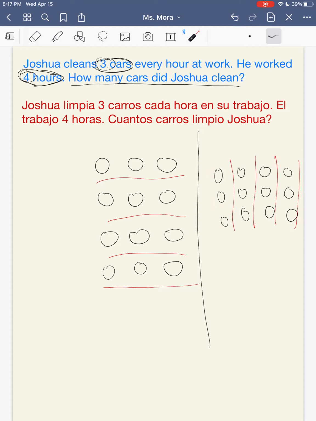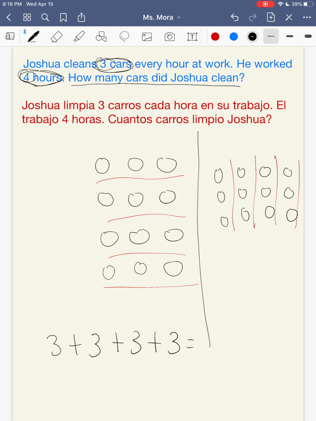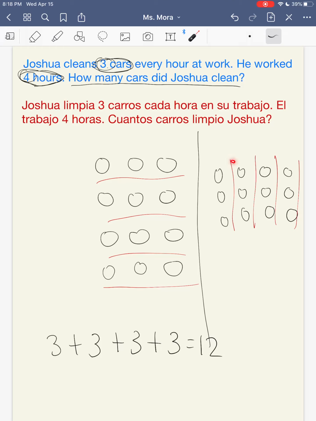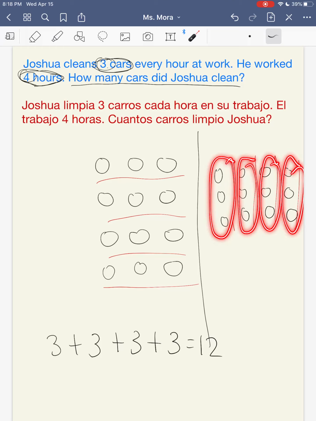And they're both correct because it doesn't specify in the problem that it's columns or rows. If it tells you in the problem to draw columns, or if it tells you to draw rows, then that's what you have to do, but this one didn't tell us. And we need to finish it, and we have to answer a question. How many cars did Joshua clean? So if I write my repeated addition sentence, because 3 is what's inside each row or inside each column, my repeated addition sentence would be 3 plus 3 plus 3 plus 3 equals 12. Because there's 3 here, and plus 3 plus 3 plus 3. And even if you drew columns, it's the same. 3 plus 3 plus 3 plus 3.